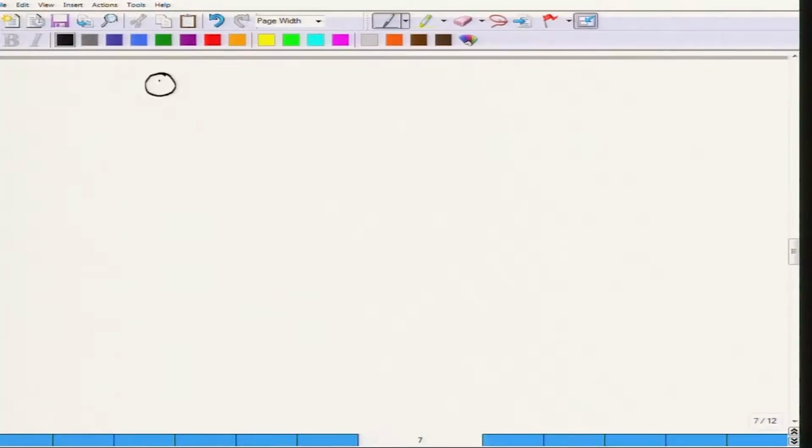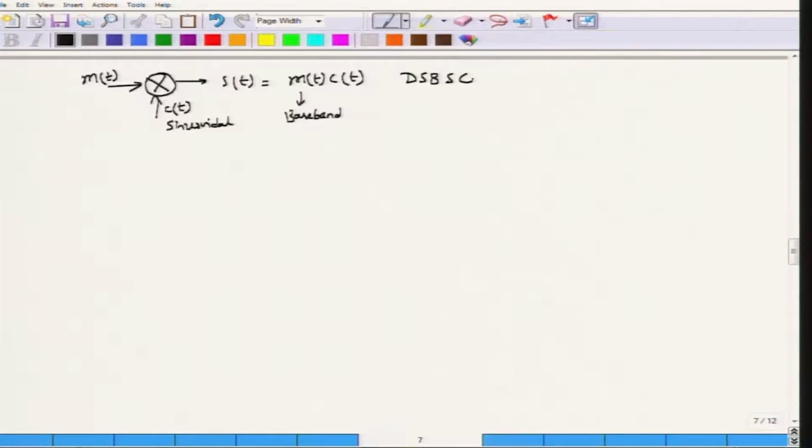Recall that for a simple amplitude modulator, all you require in functional terms is that I have the message signal m of t and the carrier signal c of t, which would produce a signal s of t, which is m of t into c of t. This c of t of course will be a sinusoidal carrier as we discussed in the last module, and m of t would be a message signal or the baseband signal. We are assuming that at this moment m of t represents an analog waveform, and this type of modulator is called a double sideband suppressed carrier modulator.